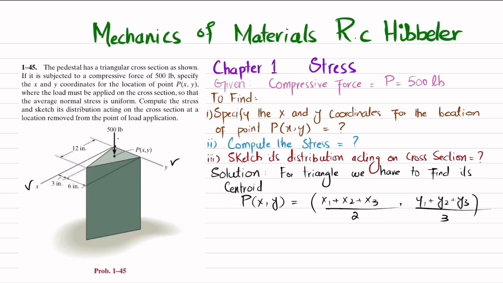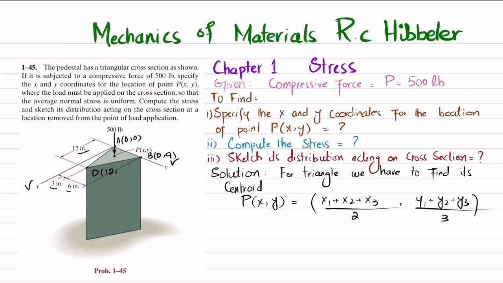Let this point be point A, where the x coordinate is 0 and the y coordinate is 0. Let this point be point B, where the x coordinate is 0 and the y coordinate is 3 plus 6, which is equal to 9. And let this point be point D, where the x coordinate is equal to 12. You can see here the x coordinate is 12 and the y coordinate is 3.